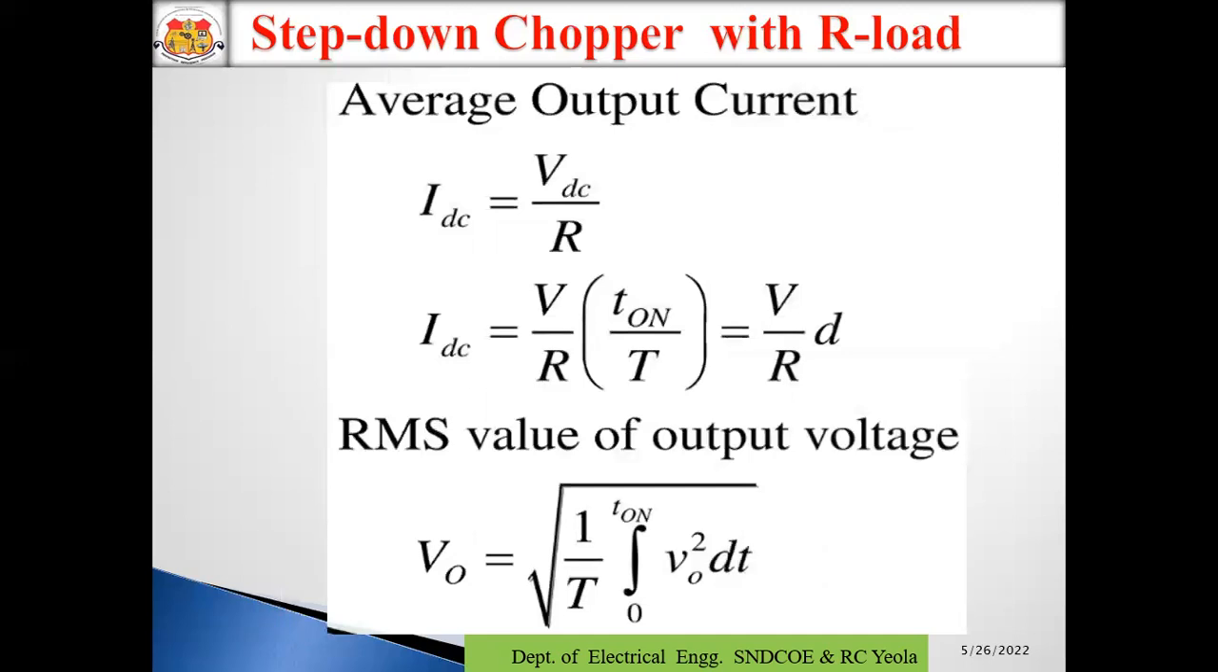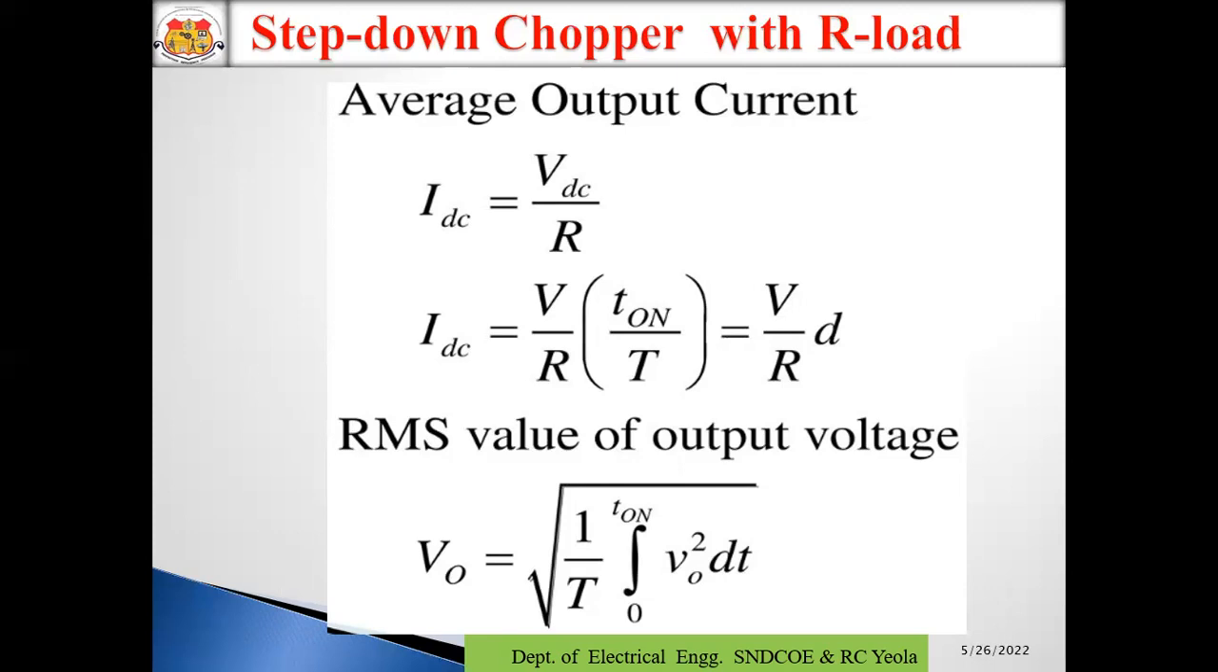Now we will find out the average output current. Average output current, that means I of DC, is equal to V of DC upon R. In that we can put the value of VDC, and then we can find the value of IDC. With respect to that, we will get I of DC is equal to V upon R into D.